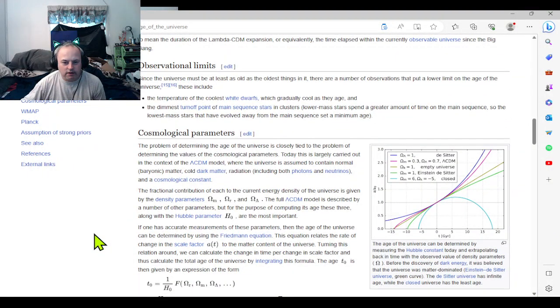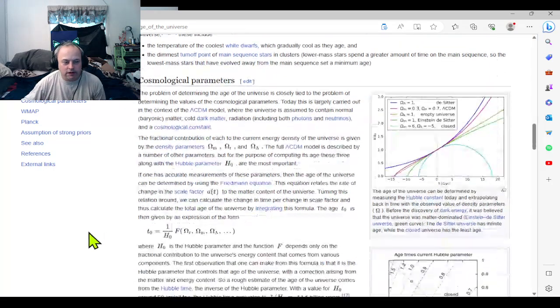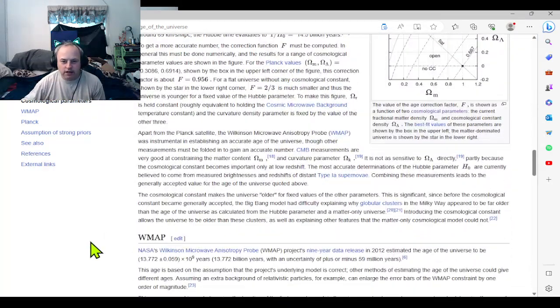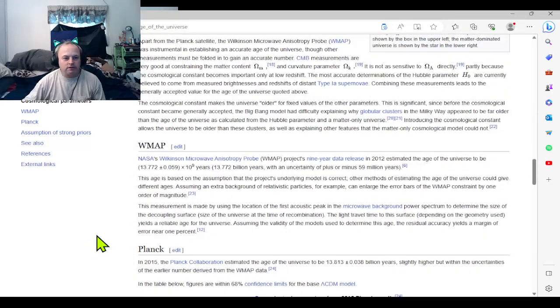Yeah, again, surely this is only talking about the Milky Way. They cannot be talking about all the other galaxies out there. They just can't be. I don't believe it. I won't. The light travel time to the surface, depending on the geometry, is a reliable age for the universe.